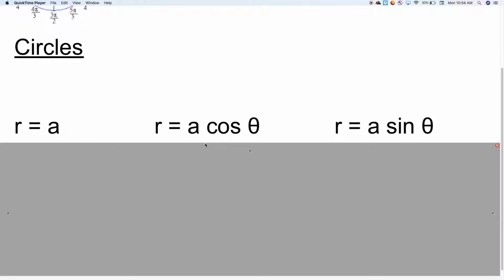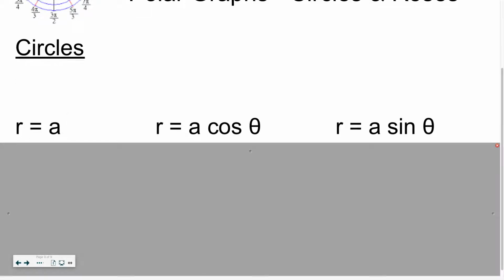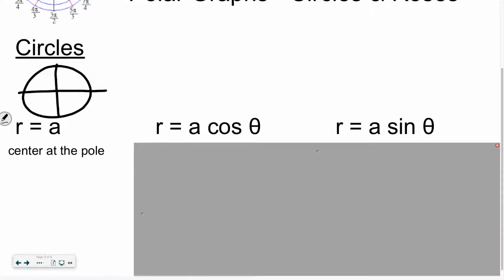So let's draw an image like we would see. Your pole is right there at the center, so remember your pole is kind of like your origin. And these are always circles that have a center at the pole. So the center is at 0, 0. And if you think about this value of A, remember we'd go out to the second ring, so that A actually represents your radius.